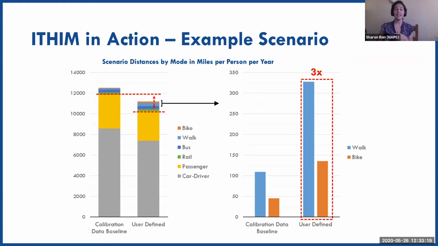Since this scenario didn't include any assumptions about changes to buses and rail usage, you'll note also on that left graph that none of those proportions, none of those amounts shifted. Next slide.